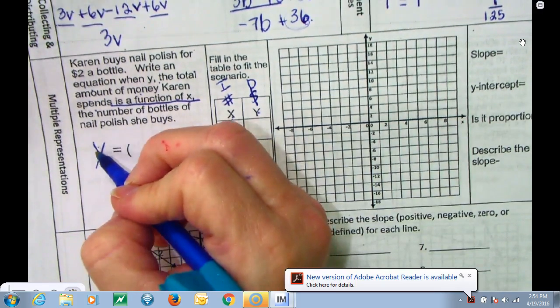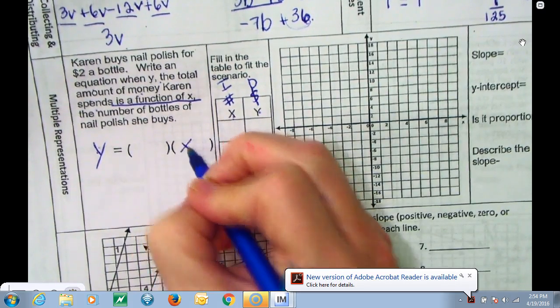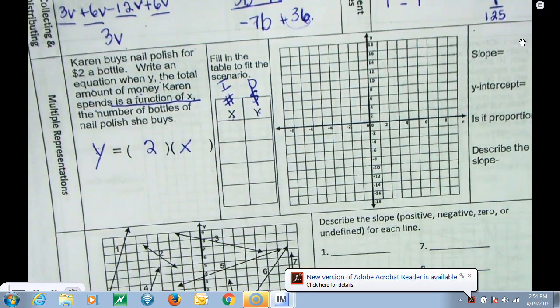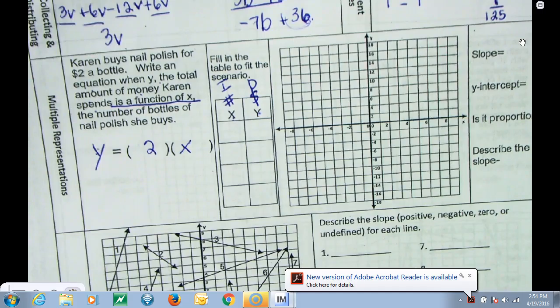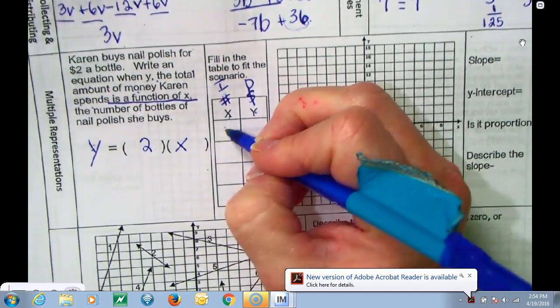So to get the total, what are we going to do to x? What are we going to do to x to get the total amount she spent? We're going to multiply 2 by how many bottles? It's $2 a bottle. So let's pick some bottles. Number of bottles. How many?